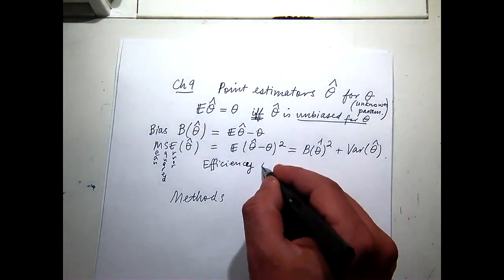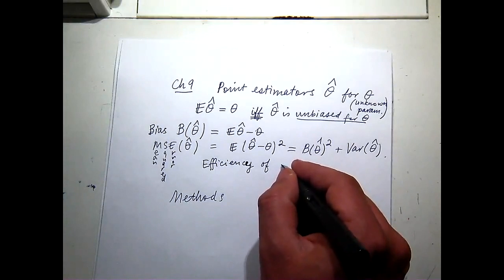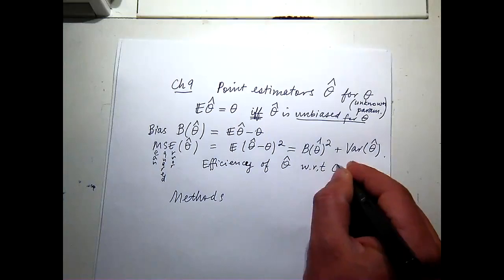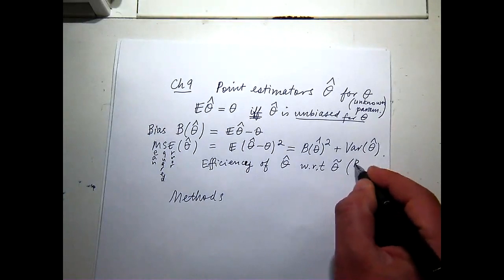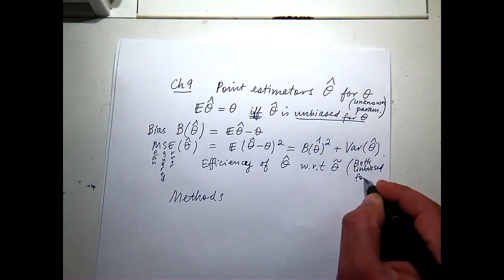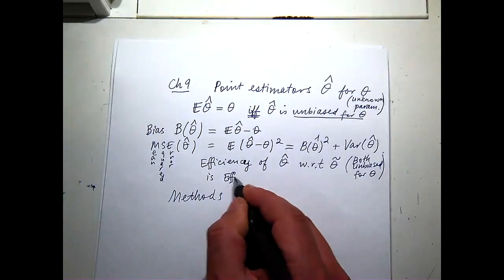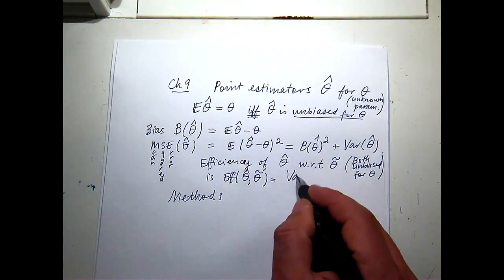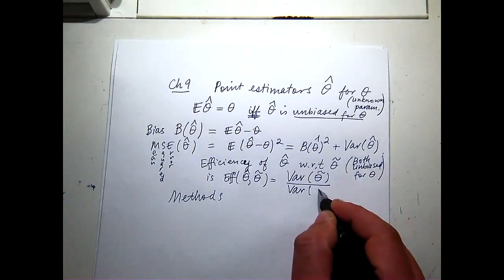But so, let's say of theta hat with respect to theta tilde. I'm just using two letters for two different estimators. And for this to make sense, I want both to be unbiased for theta. Okay, so two estimators, the efficiency of, I guess, theta hat relative to theta tilde is equal to the variance, but I'm going to put the variance of theta tilde on the top and the variance of theta hat on the bottom.